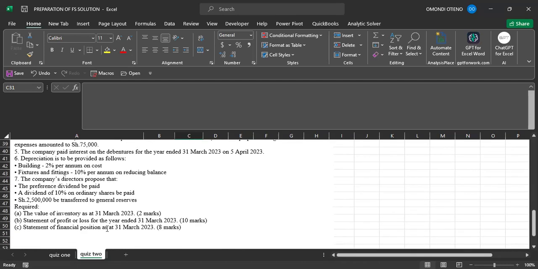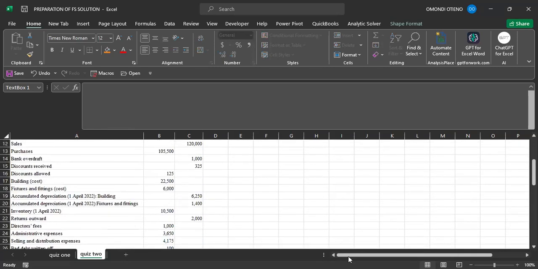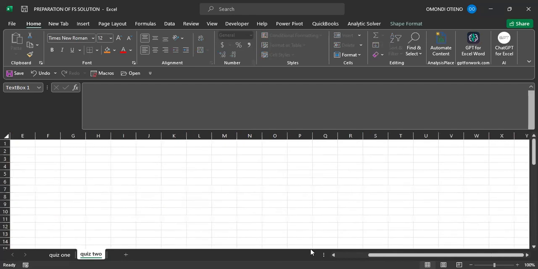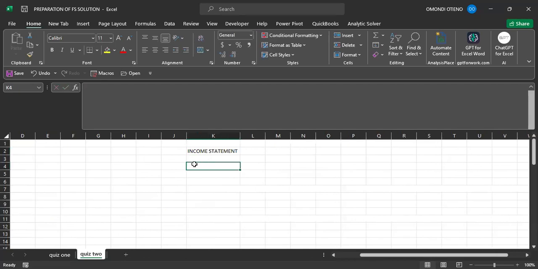Good. So you're required to get the value of inventory as at 31st of March 2023. Today, we are going to start with getting the value of this closing inventory. For us to get closing inventory, look at what we need to use. So we're going to have the structure of the income statement here. Income statement. We need to have this column.